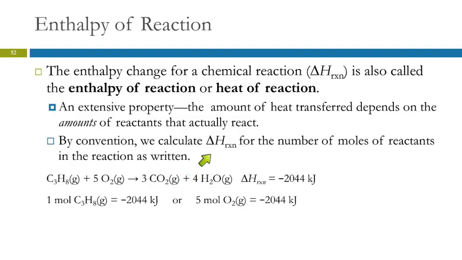So by convention, just because everybody agreed to do it this way, when we write a chemical reaction and we tell what the heat of reaction is, this number relates to the molar amounts in the balanced chemical equation. So this 2,044 kilojoules of energy being released is for 1 mole of propane being burned, for 5 moles of oxygen, for 3 moles of CO2 being produced, for 4 moles of water being produced. Okay, so this amount is for the balanced chemical equation, however it's written, the coefficients are the number of moles.